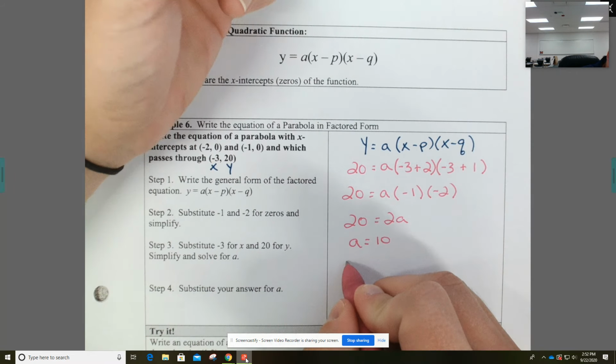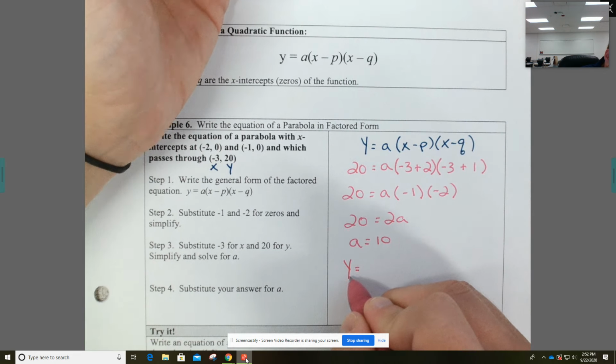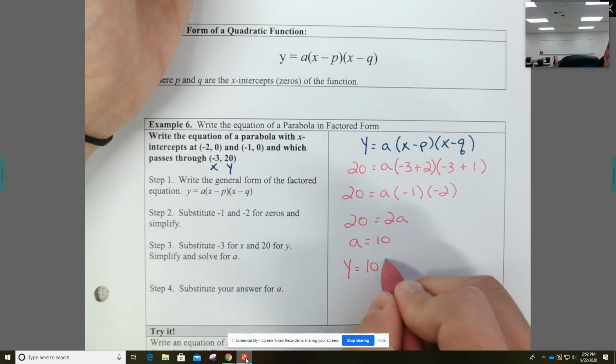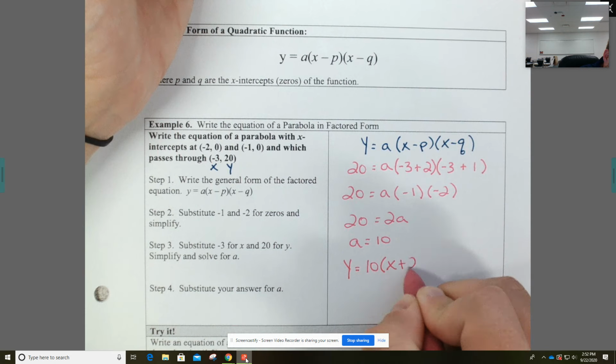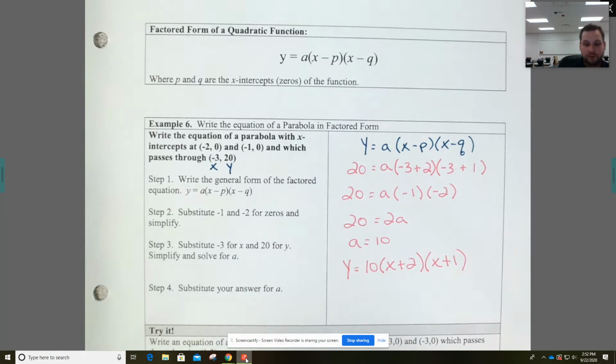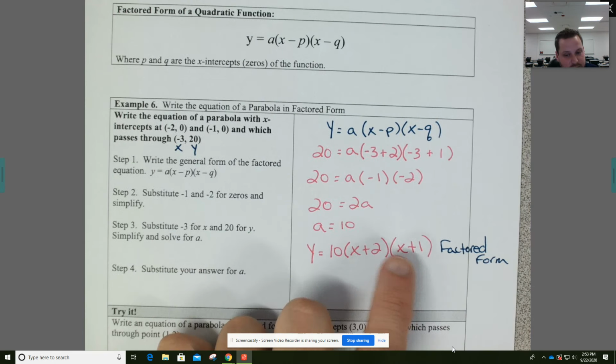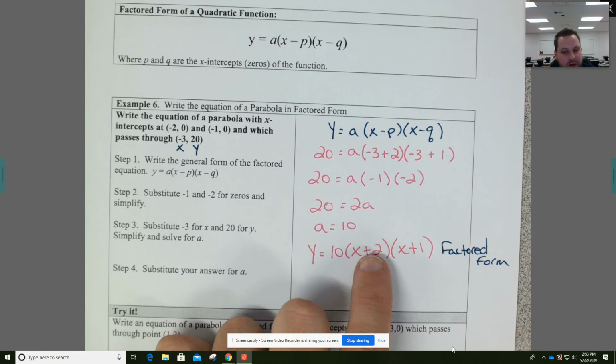Whenever we write our final function or final equation, we're going to plug everything in except x's and y's. So it's going to be y equals 10, x plus 2, x plus 1. Done. That is the factored form right there. Okay, so factored form. I know it is factored form because I have two parentheses and they both have x's in them. We can easily find our zeros or x-intercepts from there.